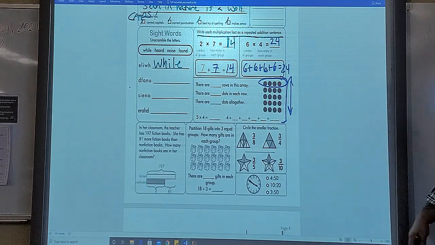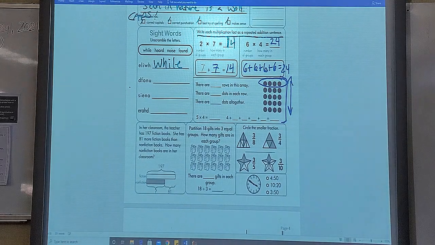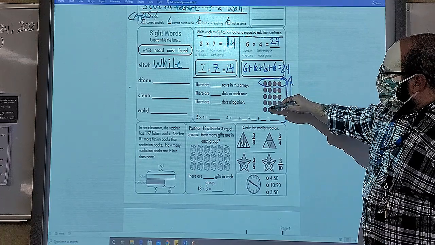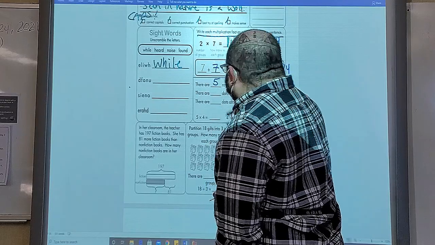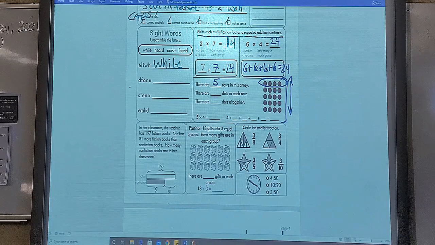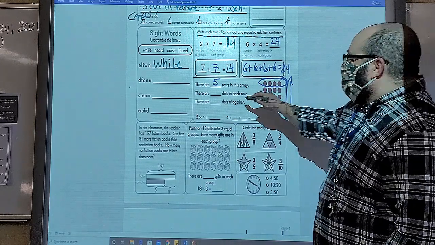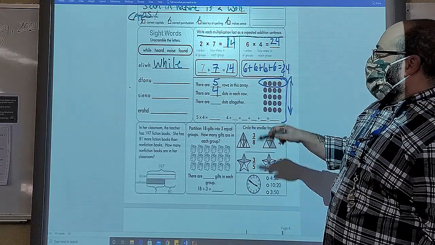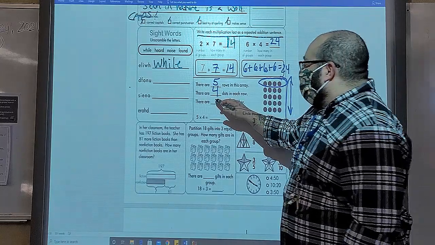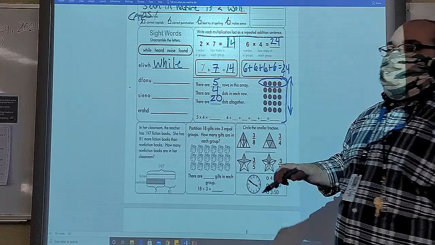So how many rows are in this array? Five. One, two, three, four, five. Five rows. There are how many dots in each row? There are four dots in each row. That means our problem is 5 times 4, so how many dots are there all together? 20. So 5 times 4 is? 20.